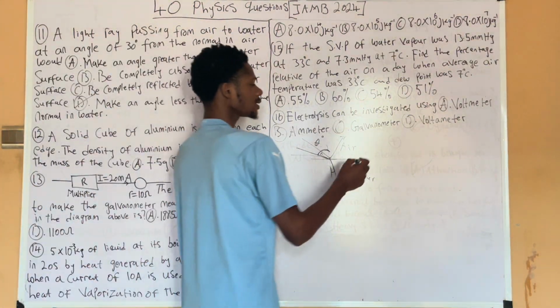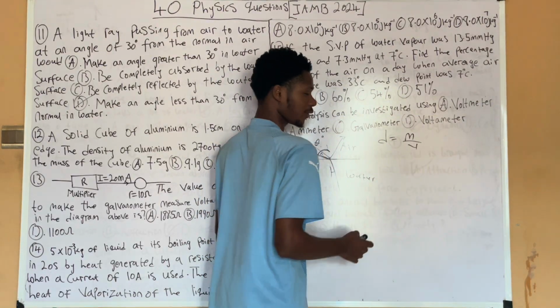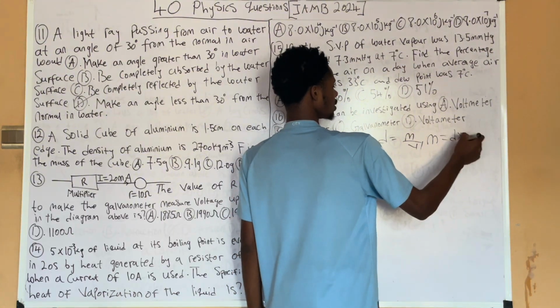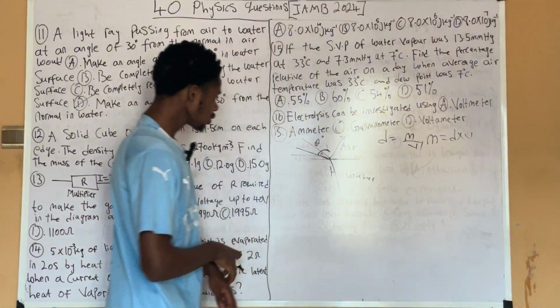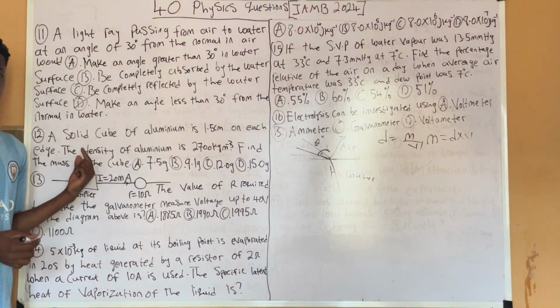Now we do know that density is equal to mass divided by volume. Since we are asked to find mass, you simply cross multiply to give mass equals density times volume. You notice that the volume is not given in the question, but the dimension is, and as I say, it's a cube, not a cuboid.